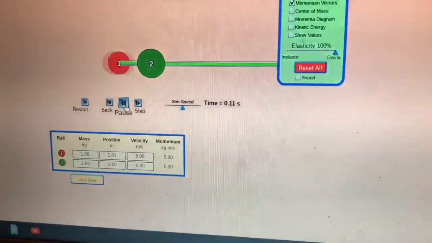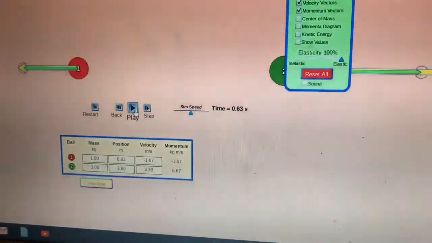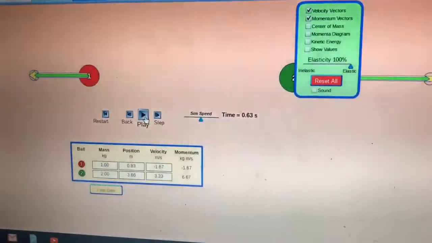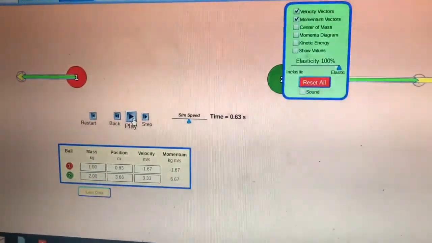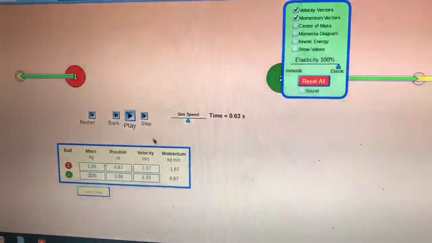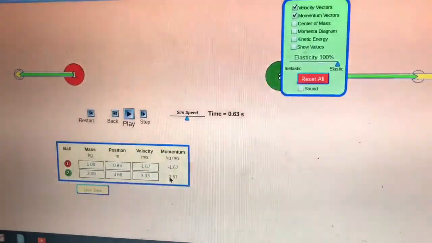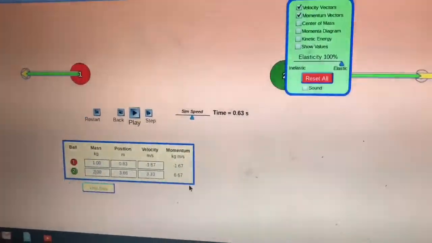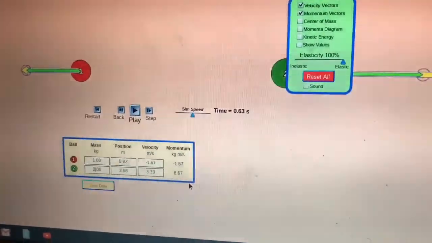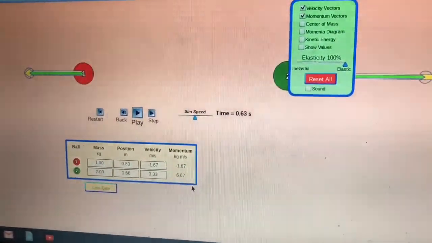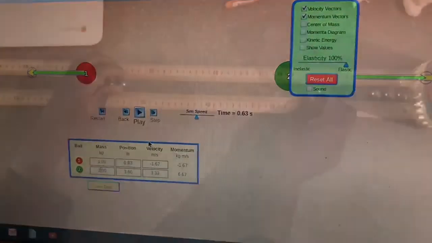Now, when object 1 hits object 2, they both move in opposite directions, but the total momentum will still be conserved. As you can see, the momentum becomes negative 1.67 for object 1, and for object 2 it is 6.67. So now they both have completely different numbers than they had before, but when you add them together, the net momentum is still 5 kilogram meters per second. So momentum is conserved.